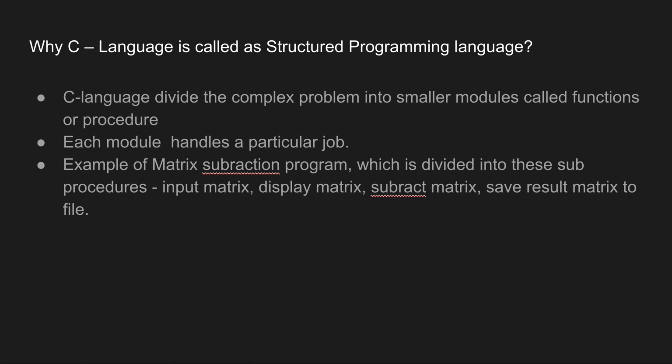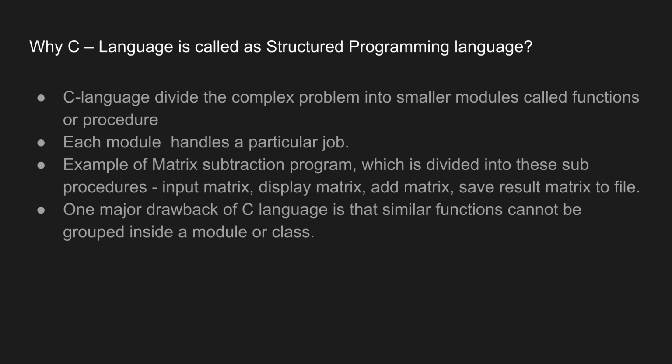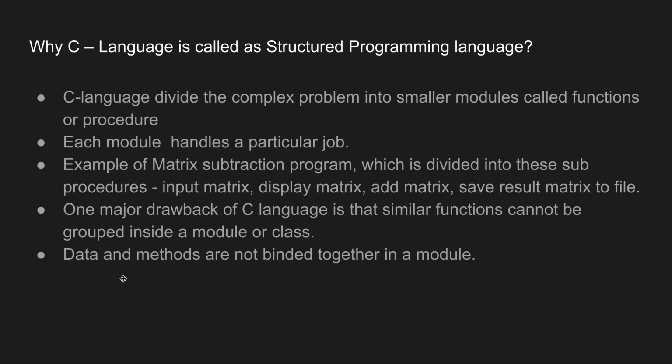Now we will try to see the drawbacks of C language and why C++ came into existence. The one major drawback of C language is that similar functions cannot be grouped inside a module or class. If there are some departments whose functions are very similar, that need to be grouped together in a single bucket, that feature is not available in a structured programming language. And the second drawback is that data and methods are not bound together in a module. So this is the second point.